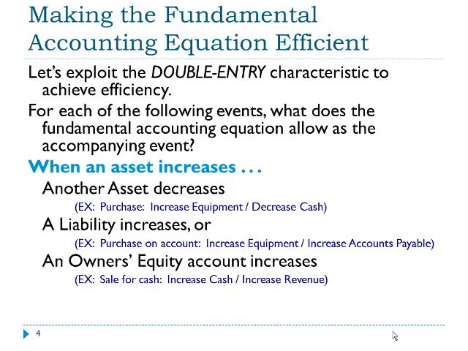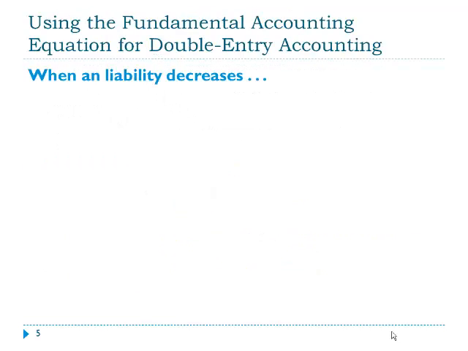So, for example, we could have a sale for cash in which we record revenue that increases owner's equity, and we have an increase in cash payment at that time. Those are the three possibilities. If an asset increases, one of those three things must happen if our fundamental accounting equation is going to stay balanced. Now, let's go on to the next element, liabilities.